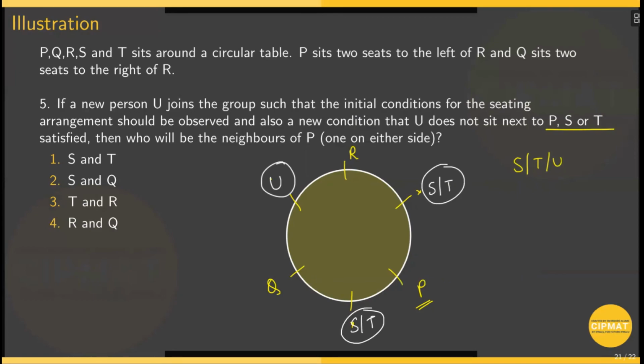this place over here. So now the question is who will be the neighbors of P? So clearly the neighbors of P are going to be S and T, right? So in this case, your option number 1, which is S and T, is going to be the correct option. So this is how you can attempt this particular question. All right, I hope you have understood this question as well.